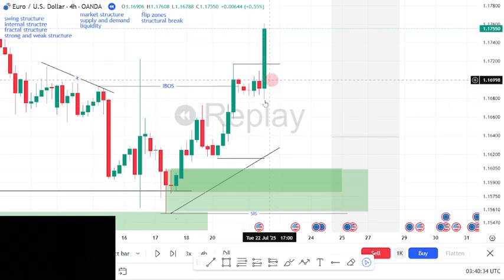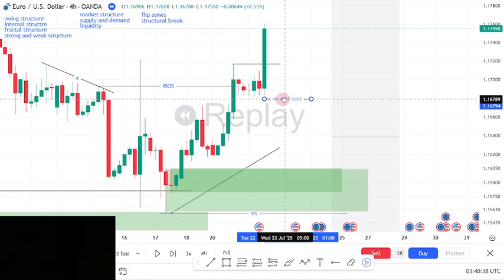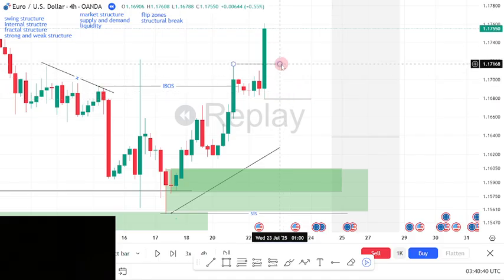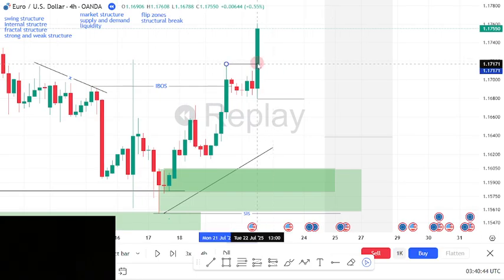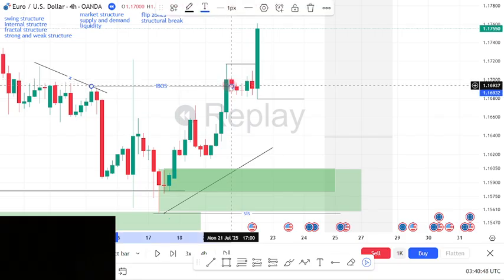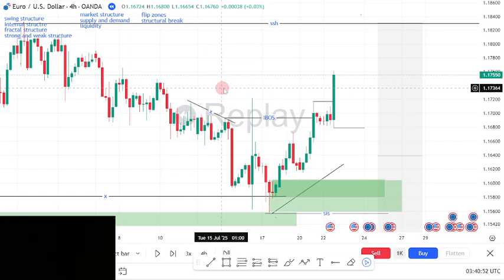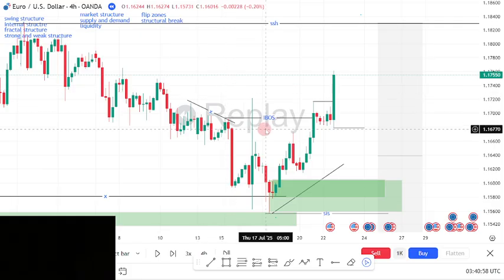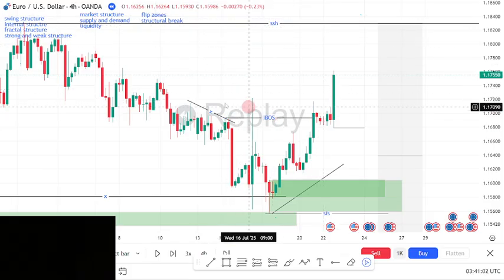Okay, so the moment price breaks this, here will be my fractal low. Here, my fractal low. I think from a structural perspective, I will even use here to be my eyeballs. Okay, I will use here to be my eyeballs.